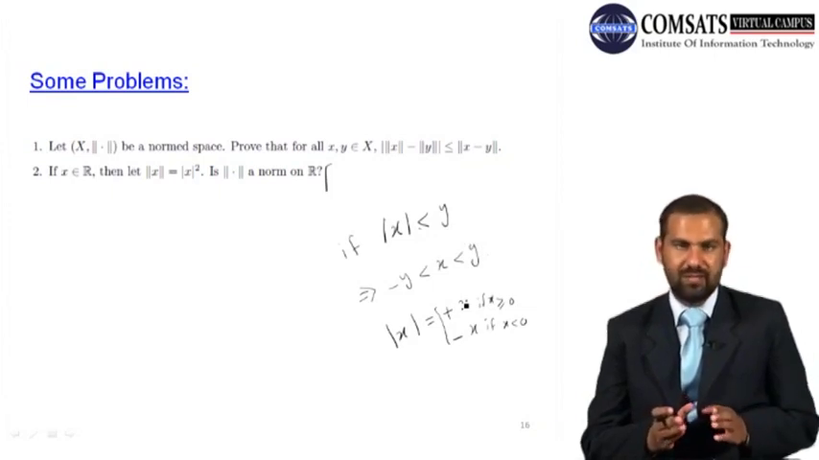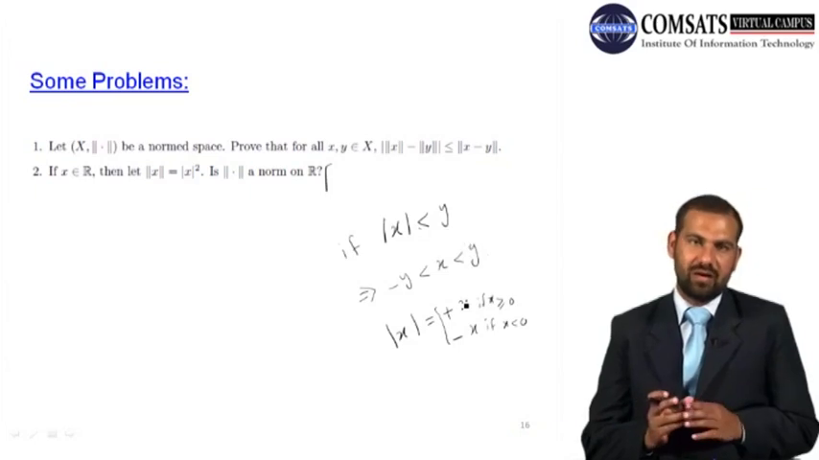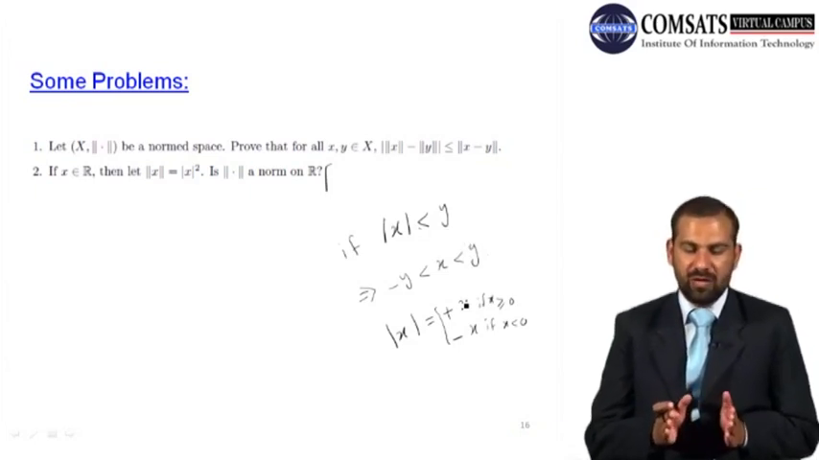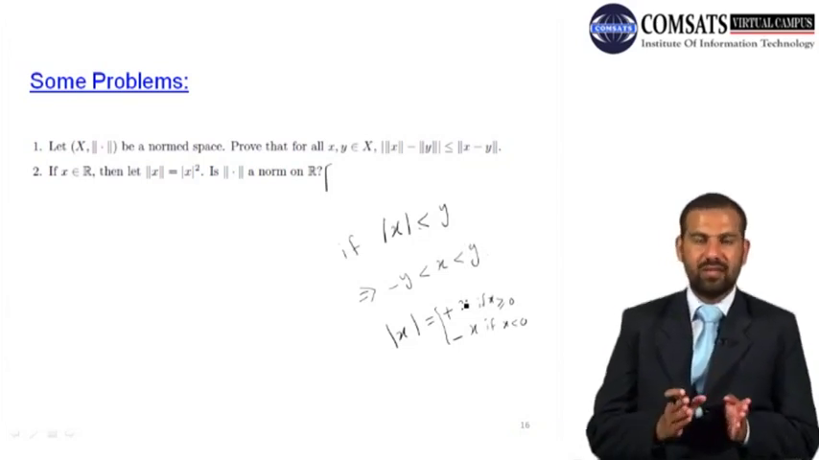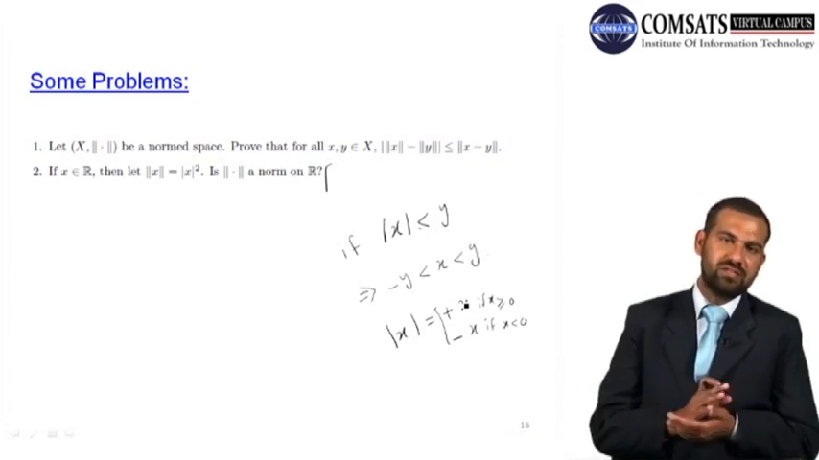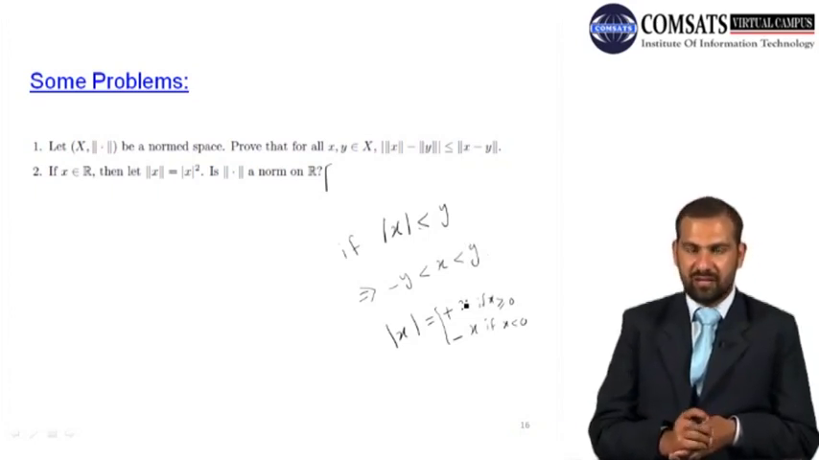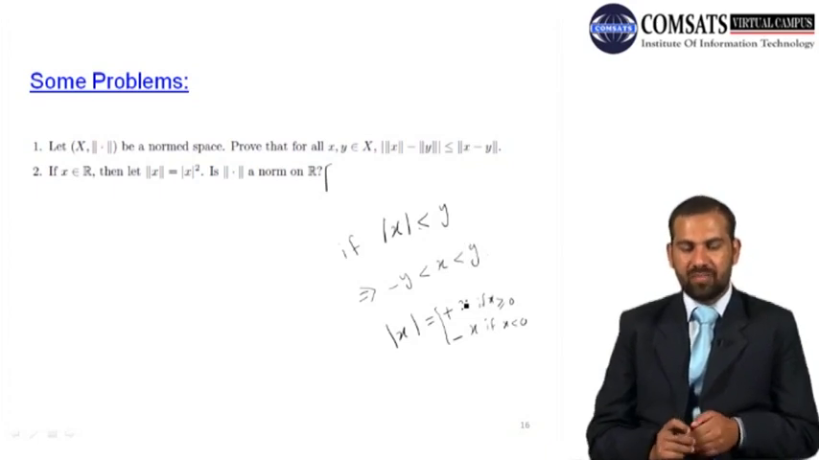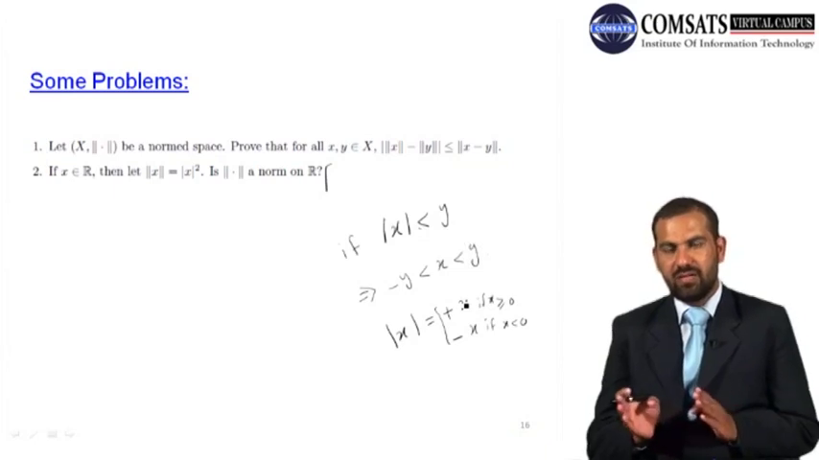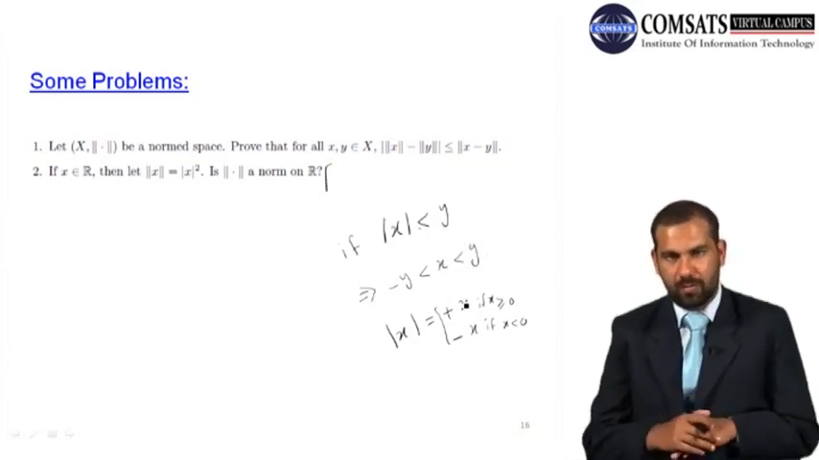N1 says that the norm of x is always non-negative, greater than or equal to 0 for all x. Look here, the absolute value and its square, so it's clear that if the norm of x is greater than 0, then definitely its square is also greater than 0, and hence the norm of x is greater than 0. And secondly, the norm of x is equal to 0 if and only if x is equal to 0. Think on this problem.